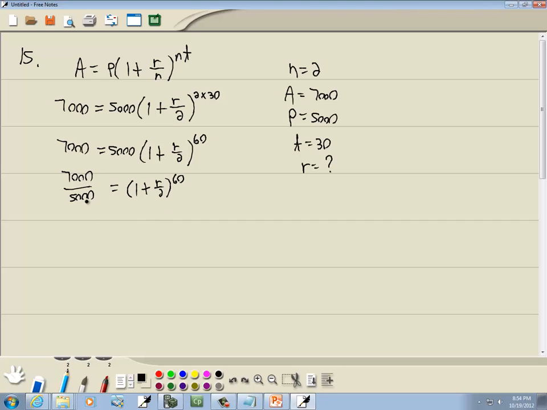Now here I can cancel these zeros at the end. Top and bottom both divisible by 1,000. So we got 7/5 equals 1 plus R over 2 to the 60 over 1 power. So we wrote the exponent in fraction form. If you remember the beginning of the course, if you've got something to a fractional power, you can get rid of the power by raising both sides to the reciprocal of that. So we're going to take both sides to the 1 over 60 power.